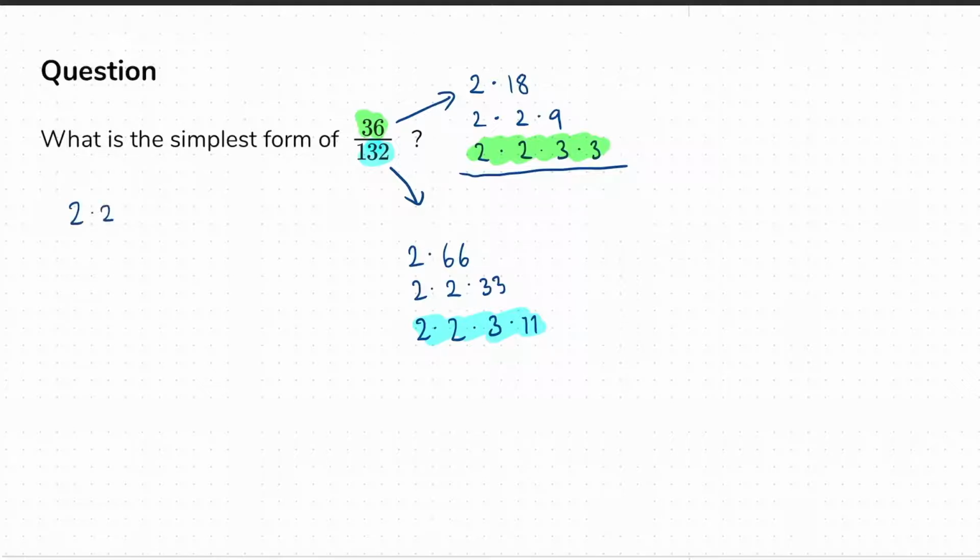2 times 2 times 3 times 3 on the top. 2 times 2 times 3 times 11 on the bottom. 2 divided by 2, well, that's 1. They cancel out. 2 divided by 2 is 1. They cancel out. Can you see I'm just looking for the common factors on the top and the bottom? And it leaves me with this. 3 over 11. So the simplest form of this, using prime factorization, is 3 11ths.